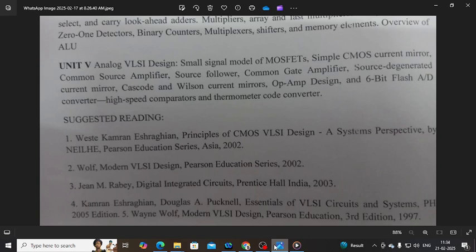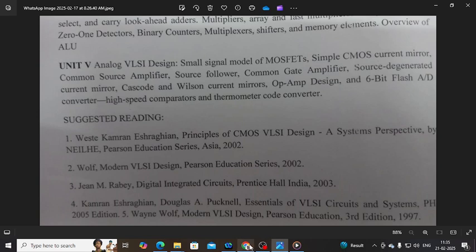We have three different types of amplifiers: common source amplifier, common gate amplifier, and common drain, which is known as source follower. We have the source degenerated current mirror, cascode, and Wilson current mirror. So we have three types of amplifier and four types of current mirror: simple, cascode, Wilson, and source degenerated. Then we have operational amplifier design and a 6-bit flash ADC with high-speed comparators and thermometer code.